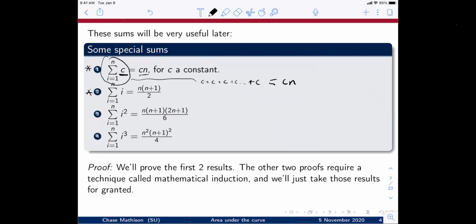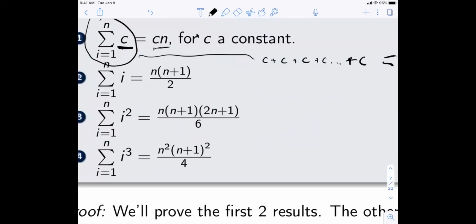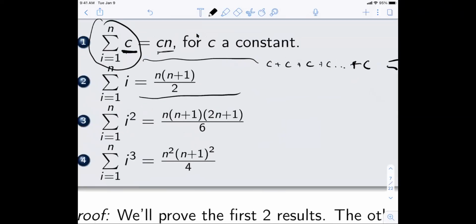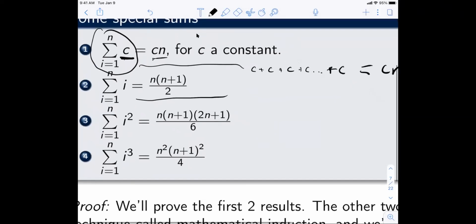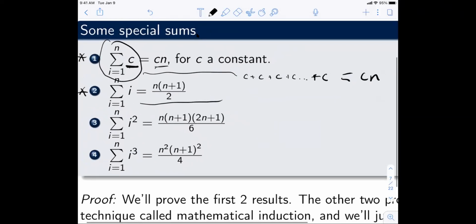Okay. The second result, well, what is the sum i equals 1 to n of i? If I wanted to start writing that sum out, what would that be? Hopefully everybody watched the video on Tuesday. Otherwise, you have no idea what these symbols mean.